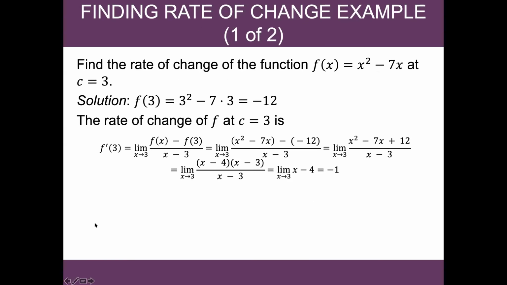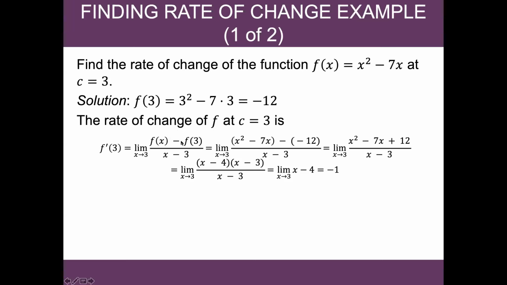Okay. Now, here's an example. Find the rate of change of the function f of x equals x squared minus 7x. There are 2 things you're going to need. Rate of change is going to be the slope. In the process of doing the problem, though, you are going to need f of 3. So f of x minus f of c means 3 is c. Therefore, you've got to plug in 3. That means you've got to plug 3 back into the original function.